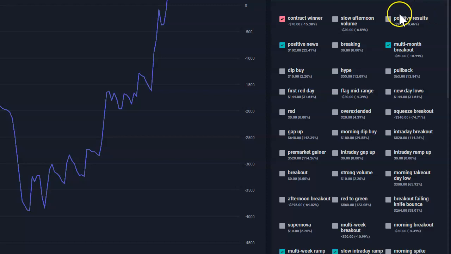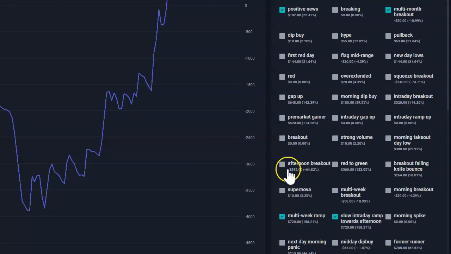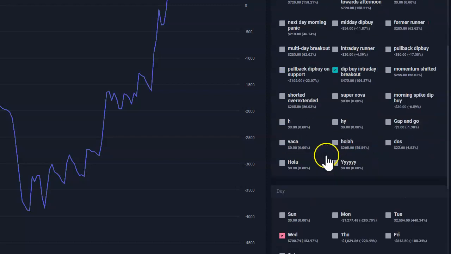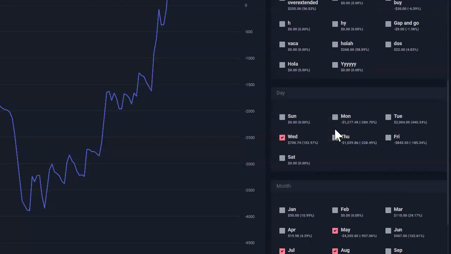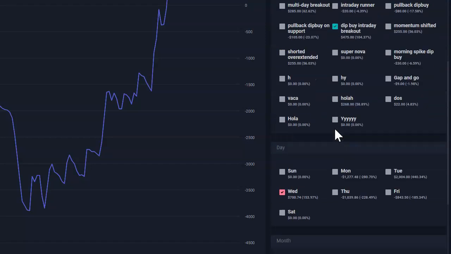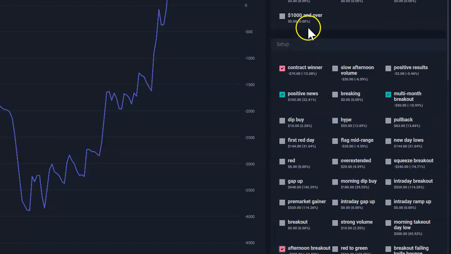What do I want to avoid? I want to see if there is a trading pattern that is especially not giving me that much results. For example, afternoon breakout is not giving me. So that's how you will go ahead and start building your trading management plan here.